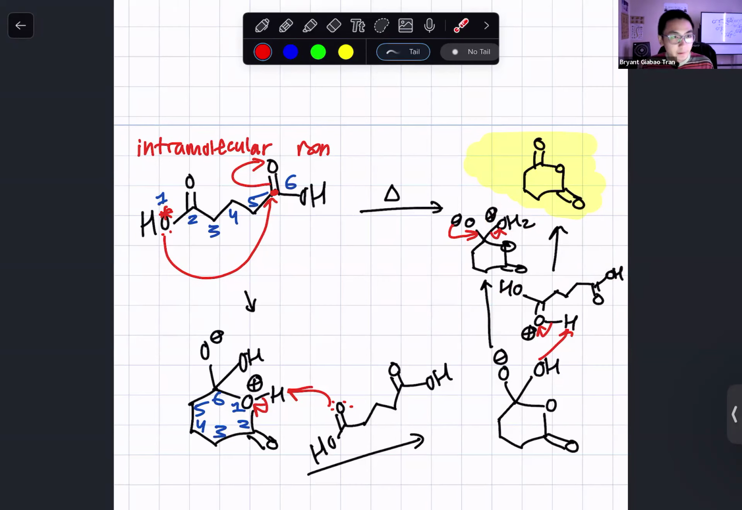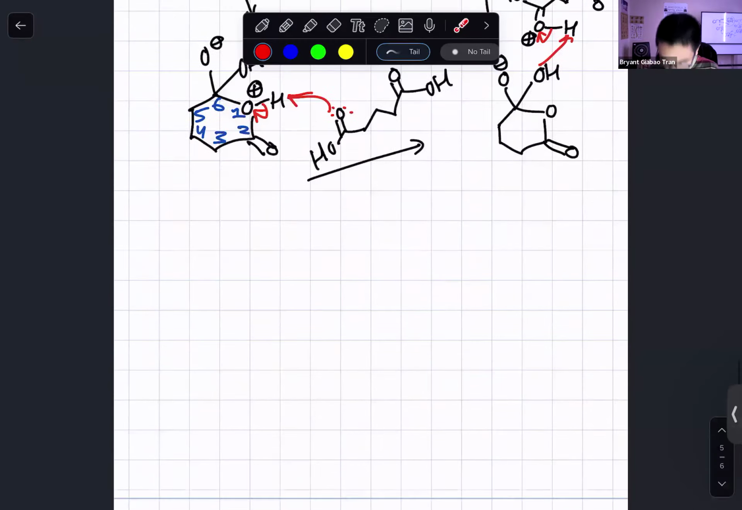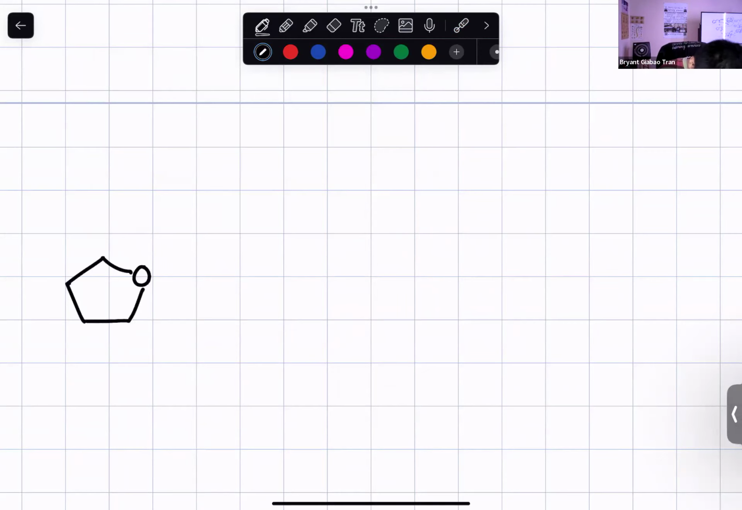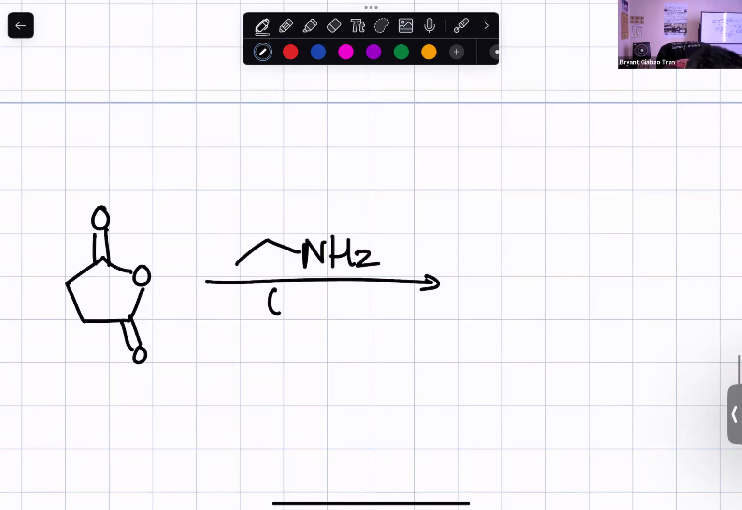Okay. So let's go over the next question. Show the mechanism for reacting a cyclic anhydride with 2 equivalents of primary amine. Okay. So let's say we have this cyclic anhydride right here. And I react it with 2 equivalents of this primary amine, let's say.